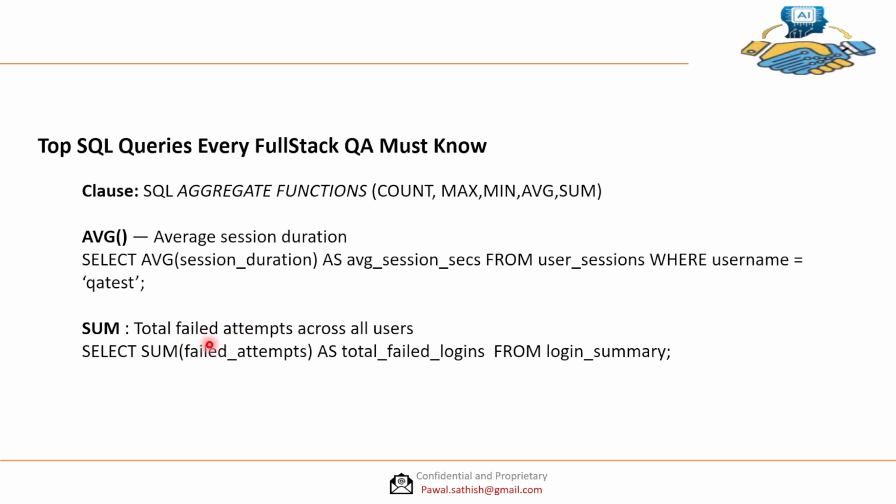Then SUM, like total failed attempts across all the users. Okay, then we can verify using this query: SELECT SUM(failed_attempts) FROM table_name. Okay, so these are all the queries we should know as a full stack QA, or as a manual or automation tester.